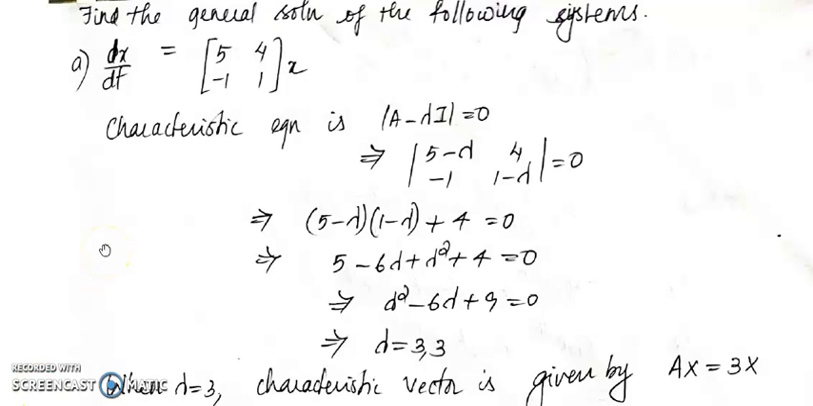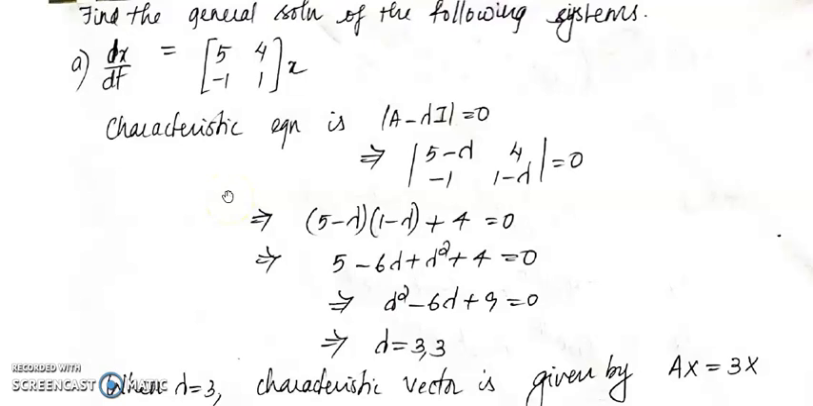Good morning all. In today's class we will see how to find the general solution when you have equal roots for your characteristic equation. So let us see problems today. The first question is you need to solve the system dx by dt equal to the matrix 5 4, minus 1 1, times x.